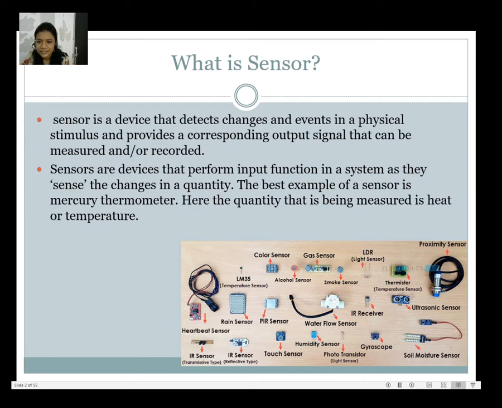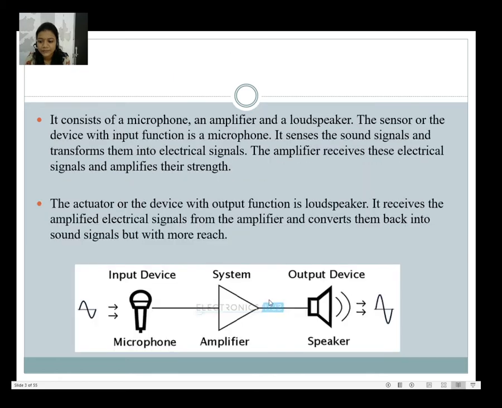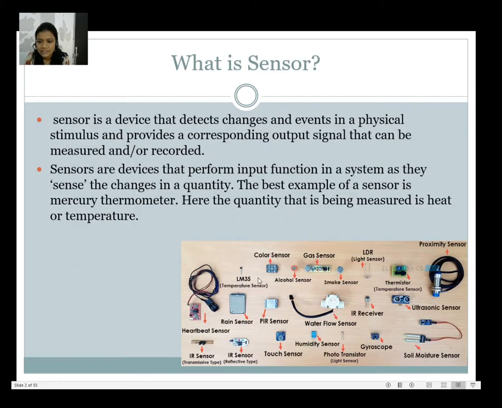Sensors are devices that perform the input function in a system as they sense changes in a quantity. The best example of a sensor is the mercury thermometer, where the quantity being measured is heat or temperature. Some sensors are the color sensor, gas sensor, LDR, thermistor, PIR sensor, and water flow sensor. So these are some types of sensors. In basic terms, a sensor is a device which detects a physical quantity and converts it into an electrical signal.